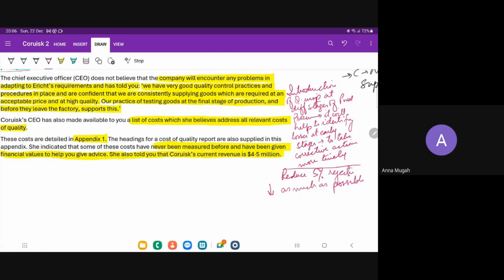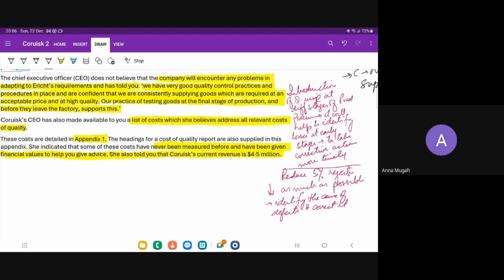We don't know what is the reason behind it, so you can write in general terms that first we need to identify the cause of defects and correct it. Or you can also write that management needs to accept that 5% losses are not acceptable. You must get out of this impression that you are having good quality output, right? And why is this important? Because quality is important for Corsic, for Erich, right?